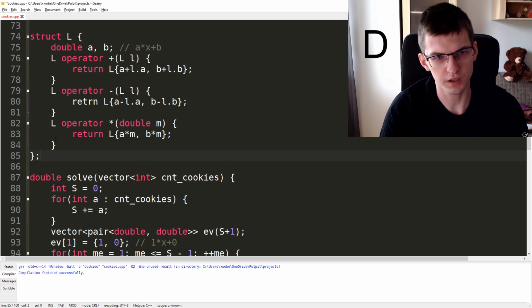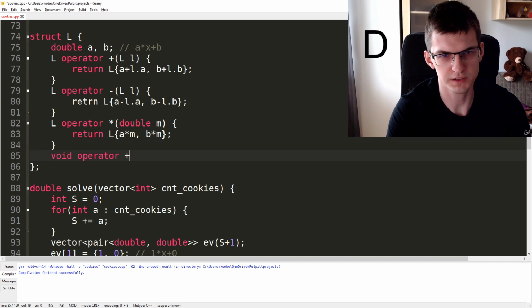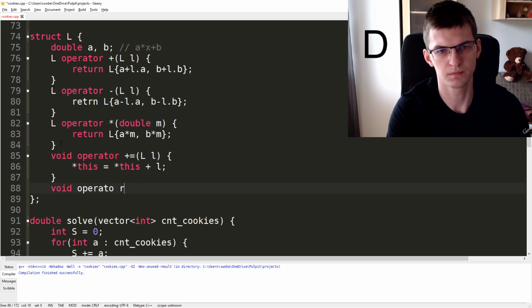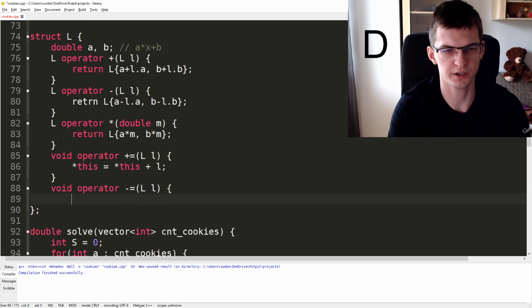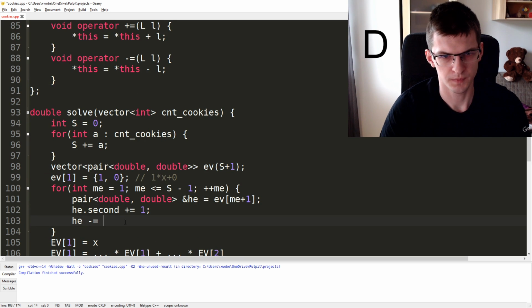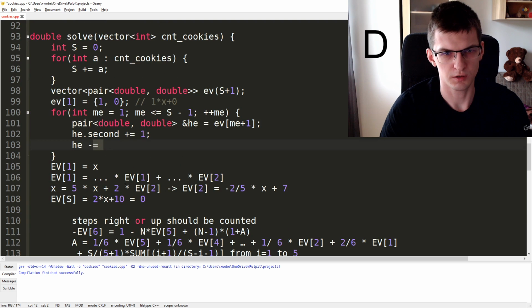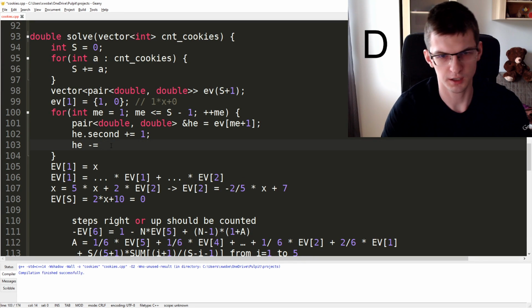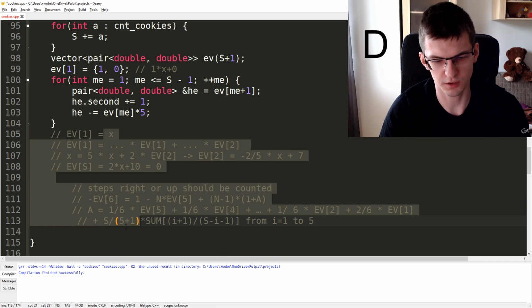That will be a good start. There's also plus equal and minus equal. And later I need to change all of that to modular operators. He minus equal. What do I have? N times EV of 5. So far so good. Does it compile?